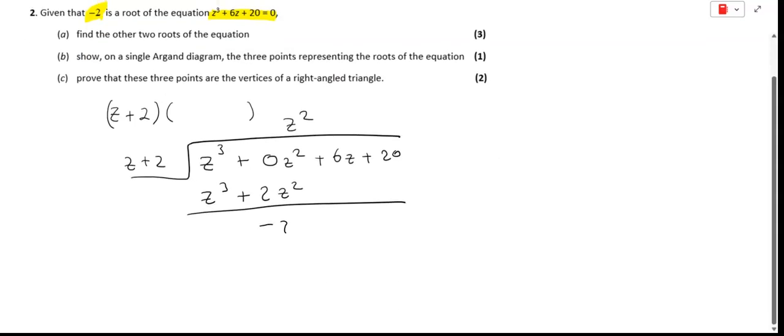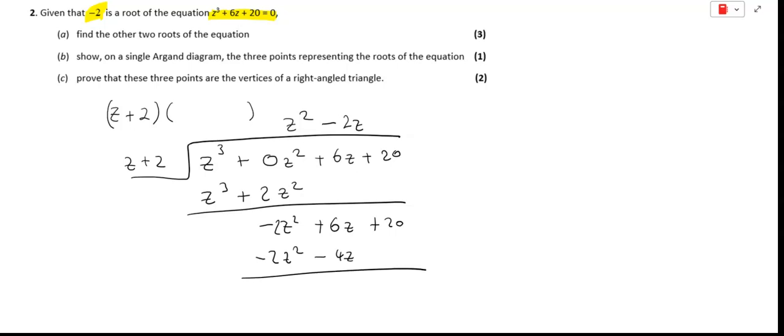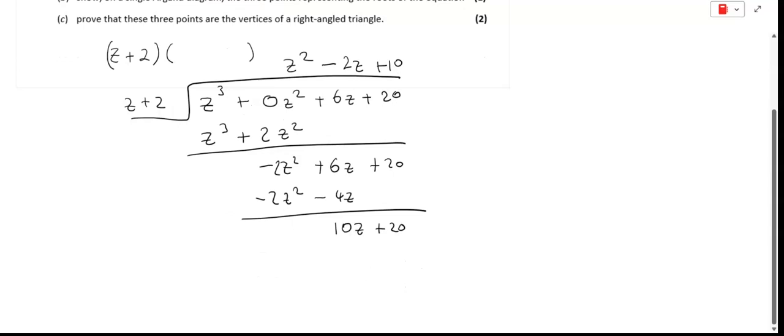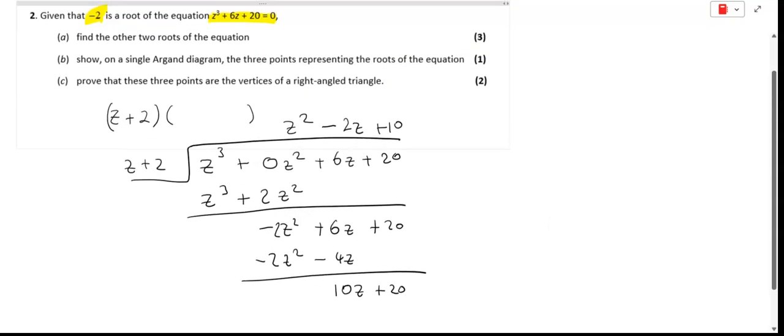Subtract, minus 2z squared. Bring down the plus 6z, and some people like to bring down the plus 20 as well. It doesn't make a difference. Start again. Divide. You get minus 2z squared minus 4z. Subtract that, and you get 10z plus 20, which then, if you divide by z plus 2, you get plus 10. And that works out with no remainder, so you've done that bit correctly.